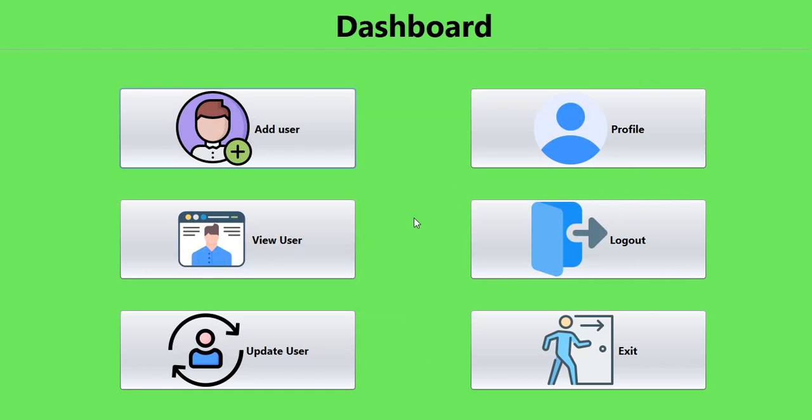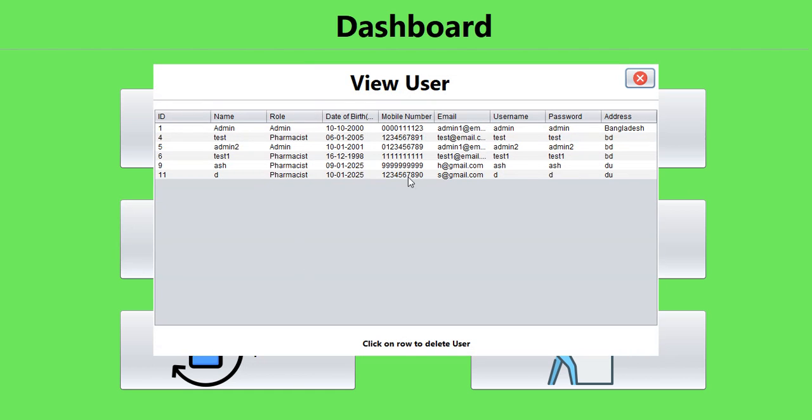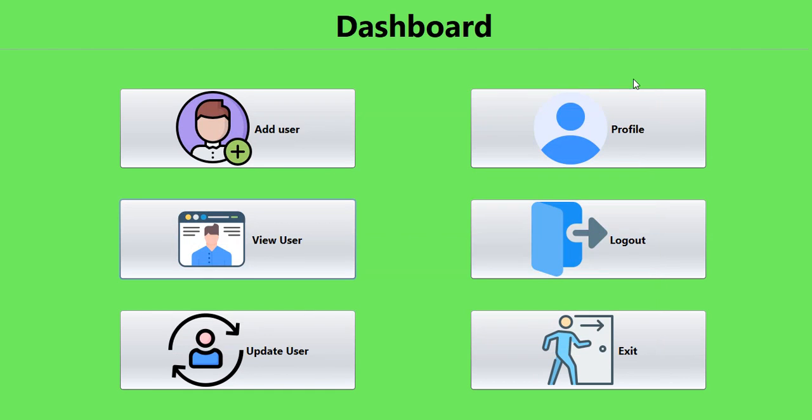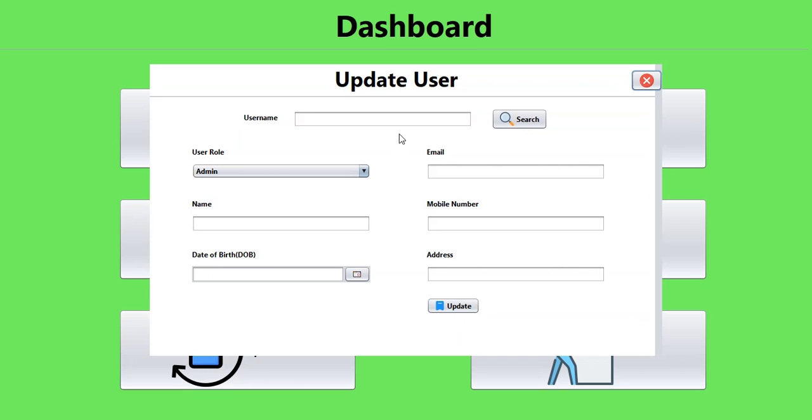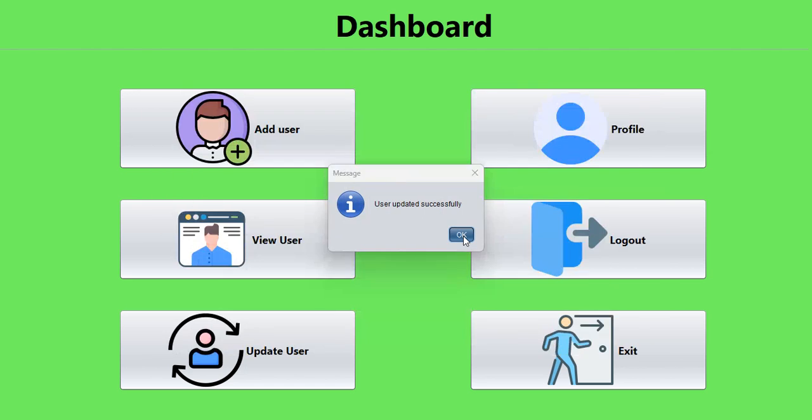We can see from the view user that the new user has been added. And next, if we want to update the user, you can also do that. You'll just have to search by username. Search, the username was T, and the information will appear here. I'll change the user role and update, and the information will be updated.